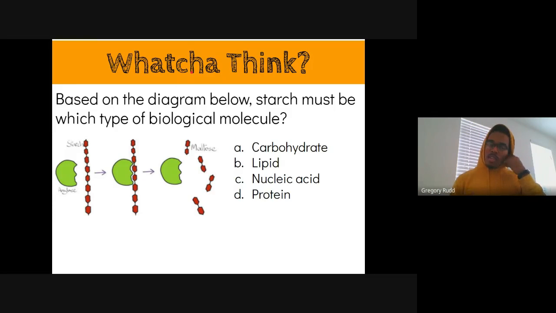Okay, so maltose is a carbohydrate, which must mean that if starch is just broken down into maltose, then it must also be a carbohydrate as well. If I break down a lipid, I don't end up with a carbohydrate. If I break down a nucleic acid, I don't end up with a carbohydrate. The only thing that can give me a carbohydrate is another carbohydrate. So starch must be a carbohydrate in this case. So I appreciate the teamwork in getting to that answer.